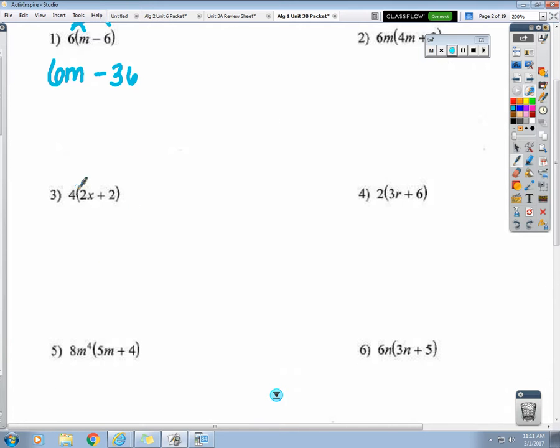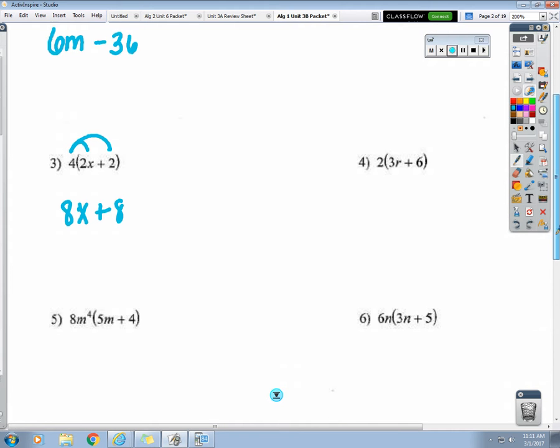First, I distribute the 4 times the 2x, and that makes a 8x. Then I distribute the 4 times the 2, and that makes a 8. And then can you actually add 8x and 8? No, because this one has an x, this one doesn't, which means they're not like terms, so you can't add them, you can't combine them.